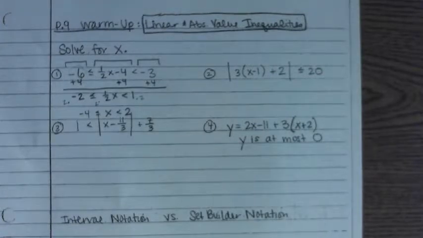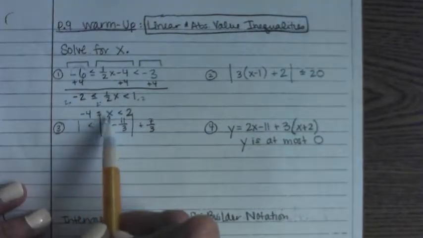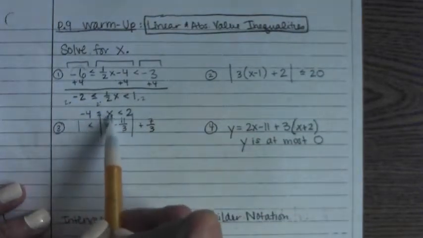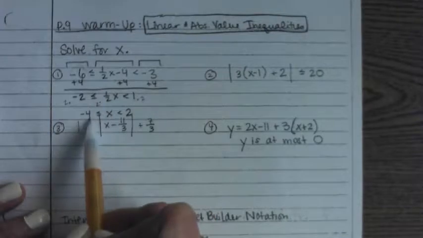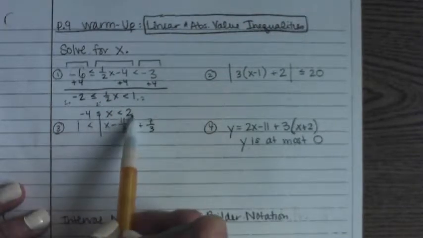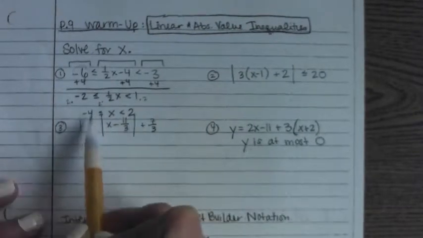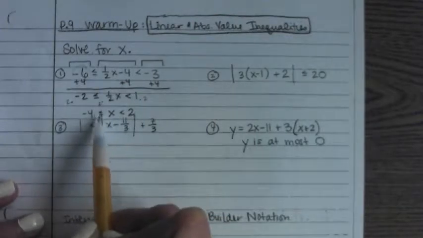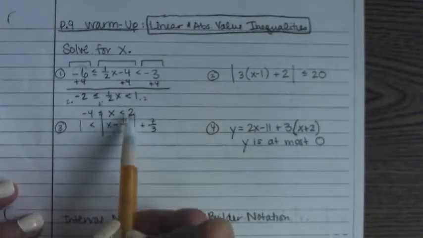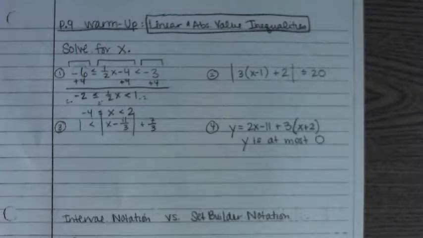Now, typically with inequalities, I would say always with inequalities, there are an infinite number of solutions, okay? Not necessarily an infinite number of integers, but an infinite number of solutions. This notation essentially means that any x value that's between -4 and 2 is a solution. So that's inclusive of -4 because of the less than or equal to. That's not inclusive of 2 because of the less than.